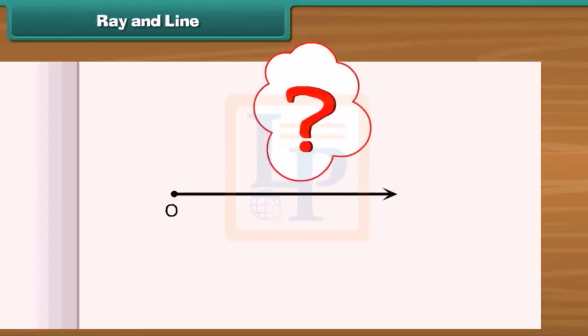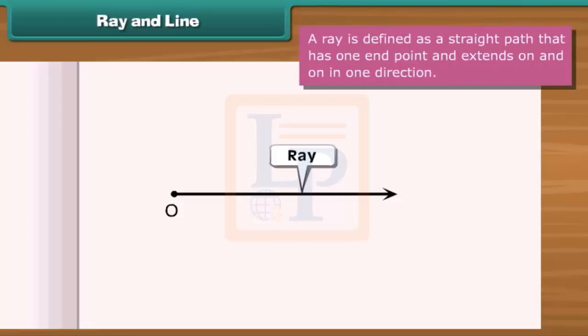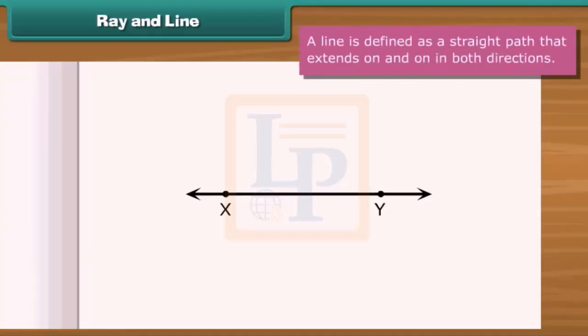What will you call this? It has one endpoint. On its other end, there is an arrowhead. This implies that it can be extended in the direction of the arrowhead. This is called a ray. We define a ray as a straight path that has one endpoint and extends on and on in one direction. What if a straight path extends on and on in both directions? This becomes a line. For example, line XY. Thus, a line is defined as a straight path that extends on and on in both the directions.